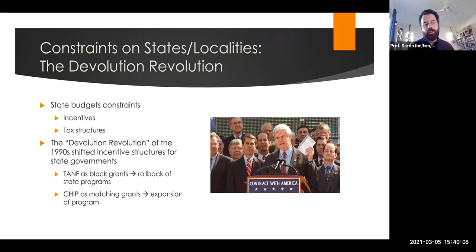Whereas CHIP, the Children's Health Insurance Program, was viewed as a matching grant, so that for every dollar that the states spent, the federal government matched that dollar. That led to states expanding the program. So the federal government has a lot that it can do, because of these state budget constraints, to influence the types of policies that the states pursue.